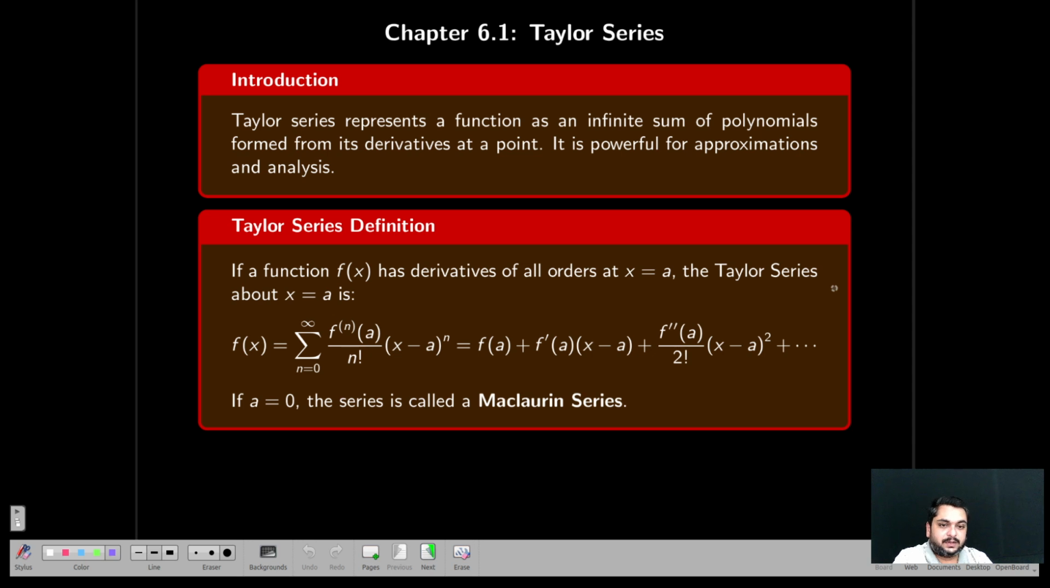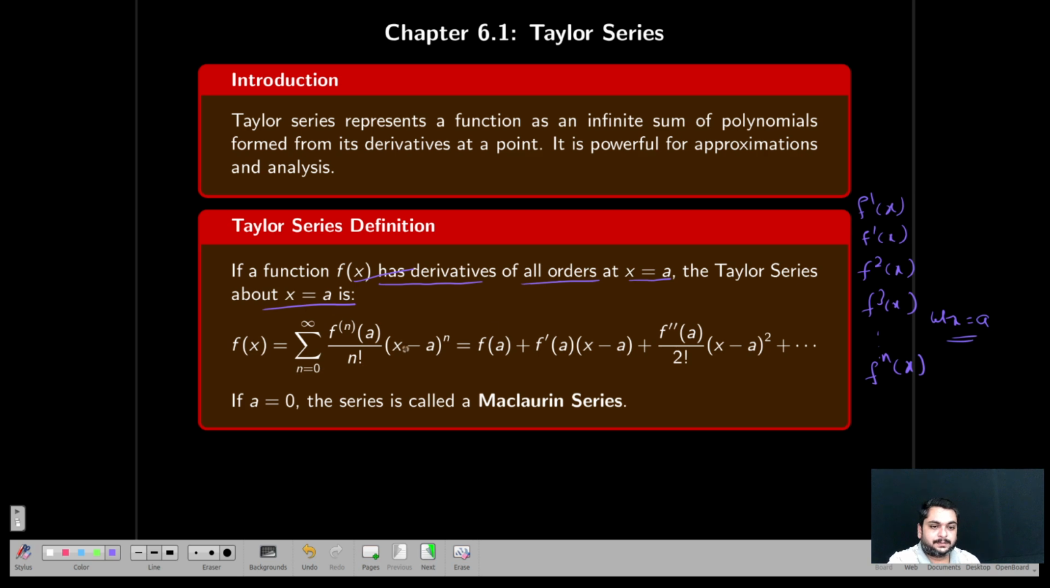So let us see the definition of Taylor series. If function f of x has derivatives of all orders at x equal to a, the Taylor series about x equal to a is given like this. What it means is the function has to be differentiable at x equal to a at all orders. At all orders means f dash of x is first order, we can write f1 of x for first order, second order, third order, like that. The nth order differential should exist at x equal to a. This is the assumption.